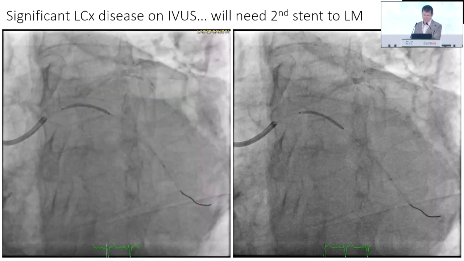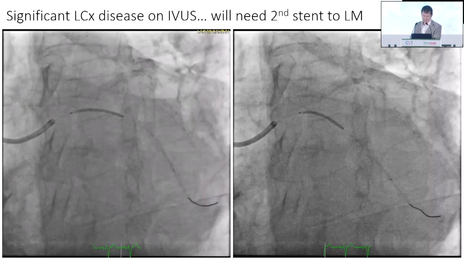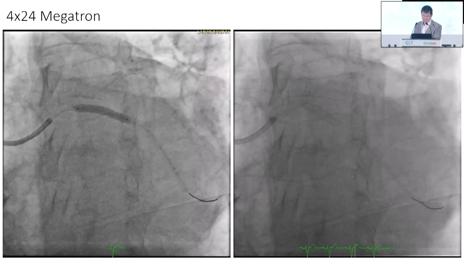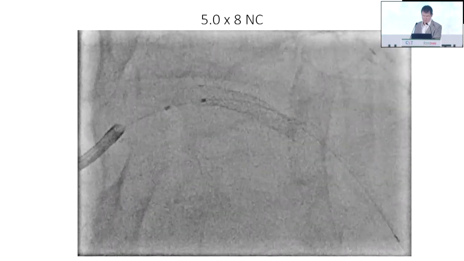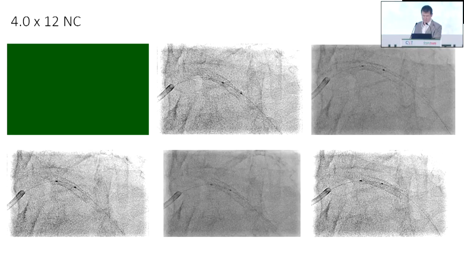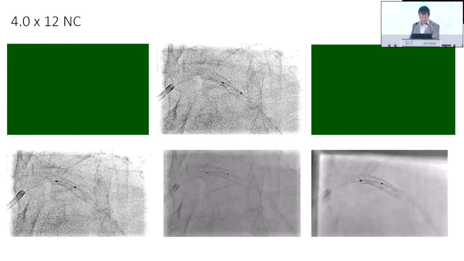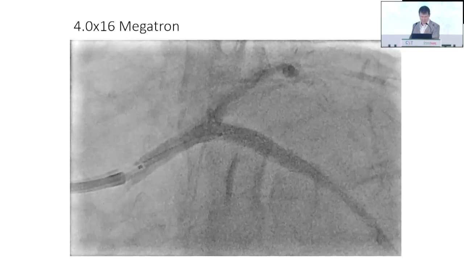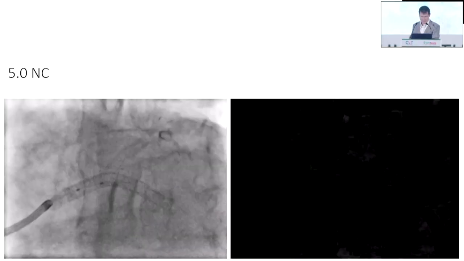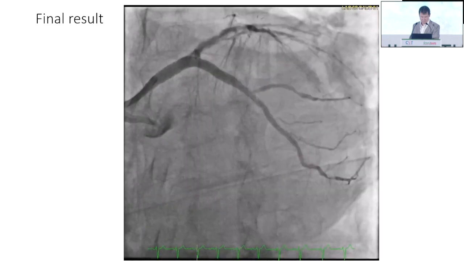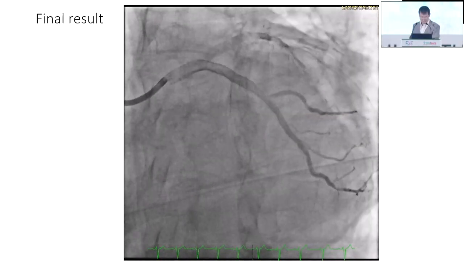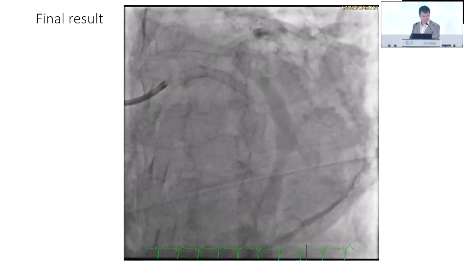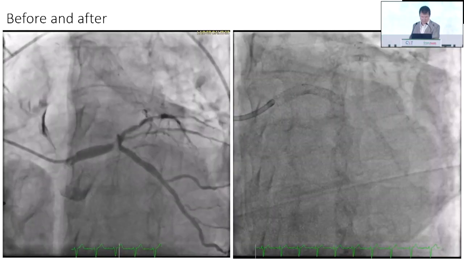So placed first Megatron, and then 4x24. Then optimized the top with 5 and left main preparation. I don't know why it's doing that, but anyway, prepare it. Then again, imaging control. Then a second 4x16 Megatron made at 5. Image control. This final result. So once again, Lima to LAD diagonal is working fine. So this is before and after.